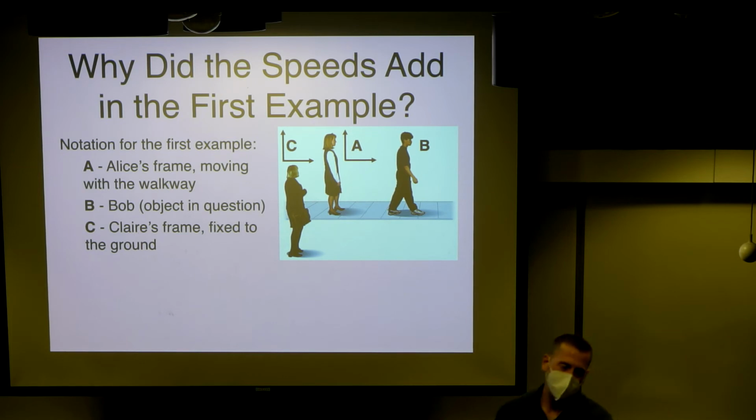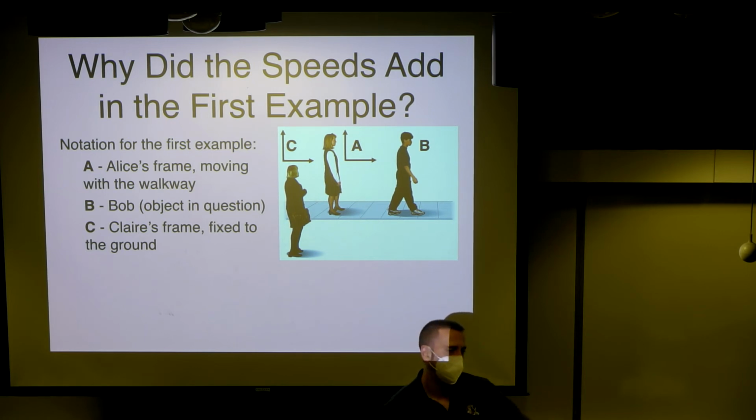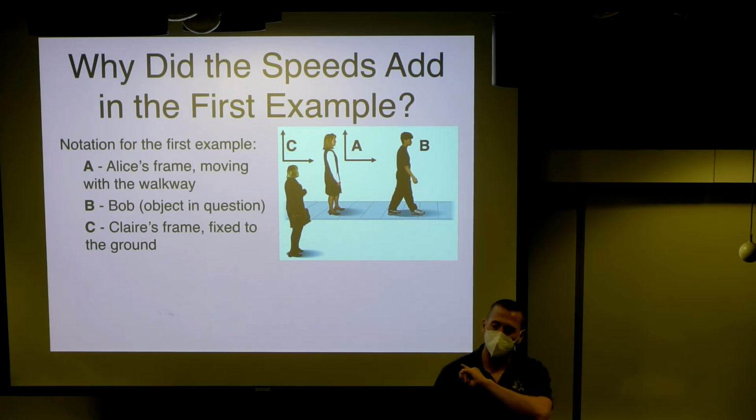So of course, the first example I showed you with this moving walkway, you don't need all this fancy math to really do it. It's pretty intuitive. But again, I want to show you how the equation we just derived applies to this situation, because once we get to more complex examples, there's no way around using the equation.